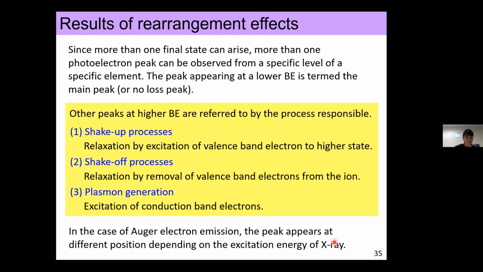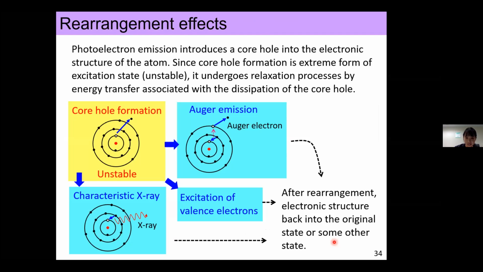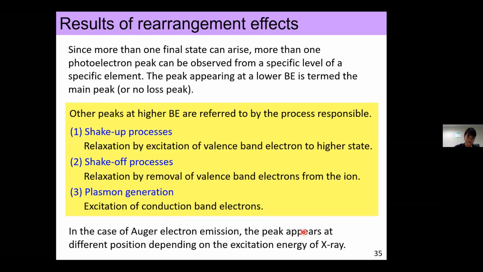Since more than one final state can arise, more than one photoelectron peak can be observed from a specific level of a specific element. The peak appearing at a lower binding energy is termed the main peak or no-loss peak. Other peaks at higher binding energy are referred to by the processes responsible.